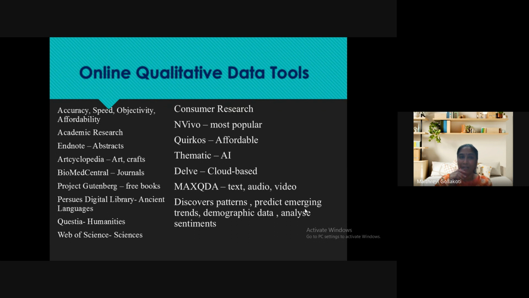So for that, we need online tools. So what are the online tools? Online tools are all these, the tools I have given on the screen. The online qualitative data tools are known for accuracy, speed, objectivity, and affordability. Okay. Online tools are accurate because they try to analyze everything in a systematic way. That is why they are accurate. They are very speedy. Okay.